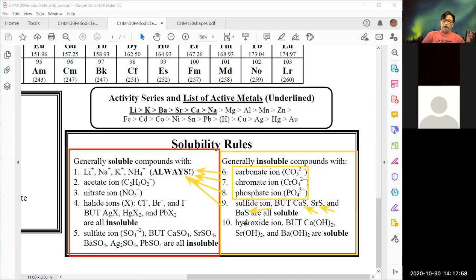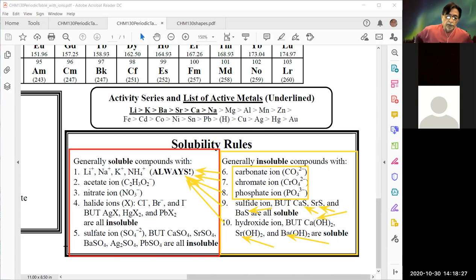Same is true with the hydroxide. Hydroxide, 100% of the time insoluble except for those 4, or bonded to calcium, barium, or strontium. So again, with the hydroxides, there's only 7 examples that are soluble hydroxide compounds. Everything else is insoluble, okay?